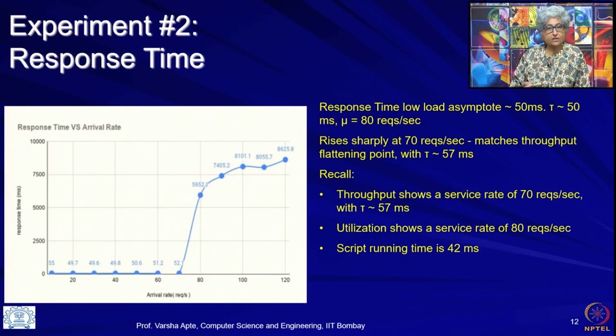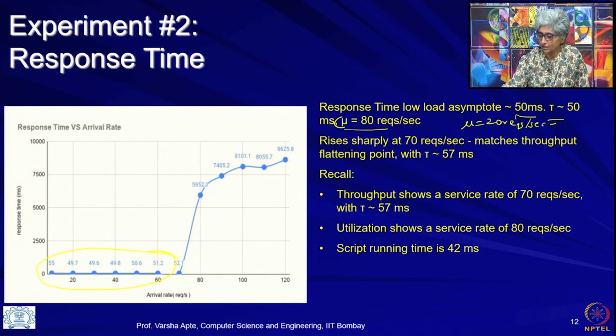Okay, now let us look at response time. What we are getting here is the low load estimate of response time is actually around 50 milliseconds, which if we use that as our tau, then mu is 20 requests per second and C mu will be 80 requests per second. But what we are seeing here is that the response time actually rises sharply at 70, not 80.